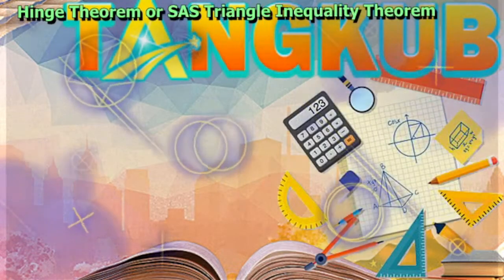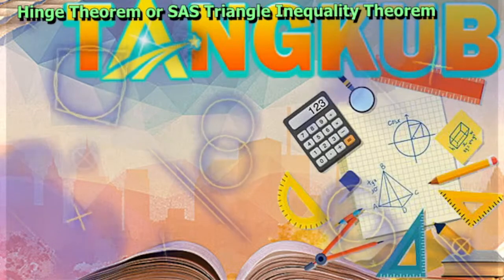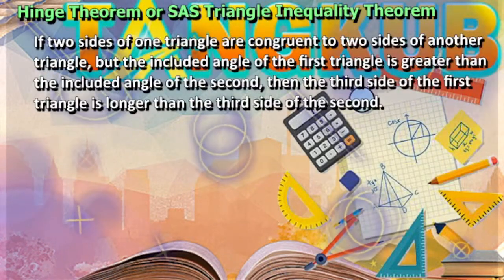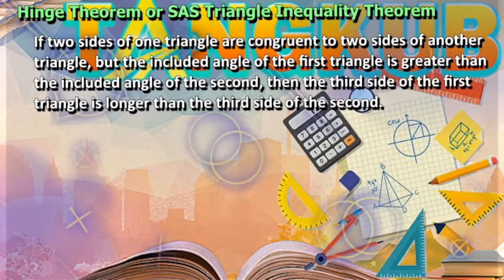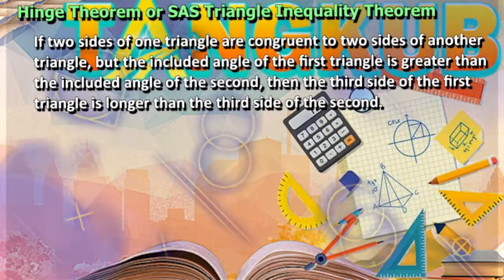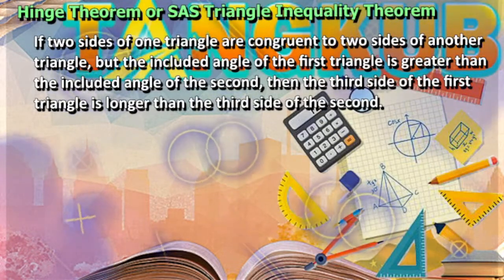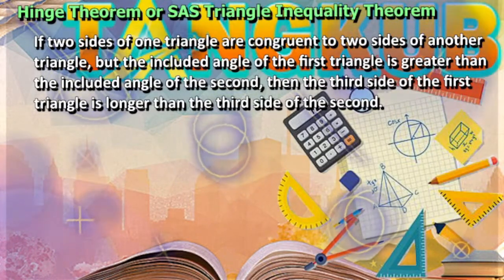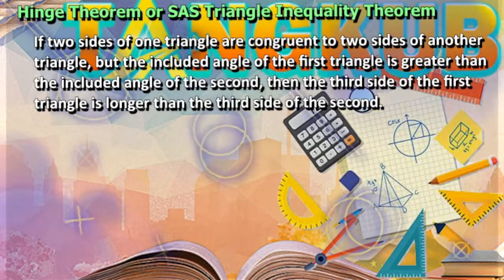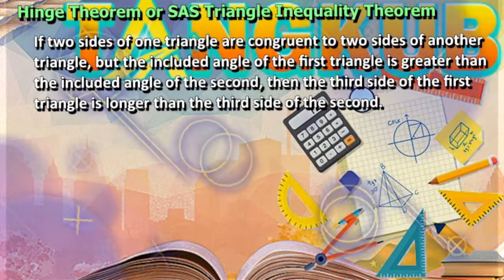Next theorem is the hinge theorem, or SAS triangle inequality theorem. This theorem states that if two sides of one triangle are congruent to two sides of another triangle, but the included angle of the first triangle is greater than the included angle of the second, then the third side of the first triangle is longer than the third side of the second.